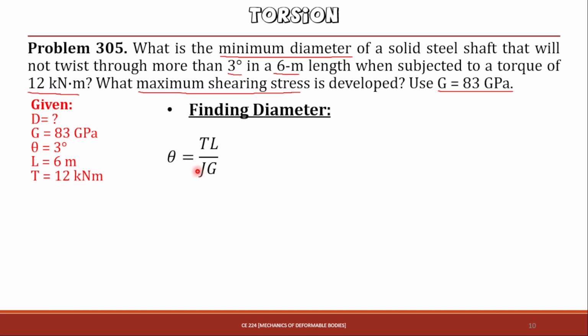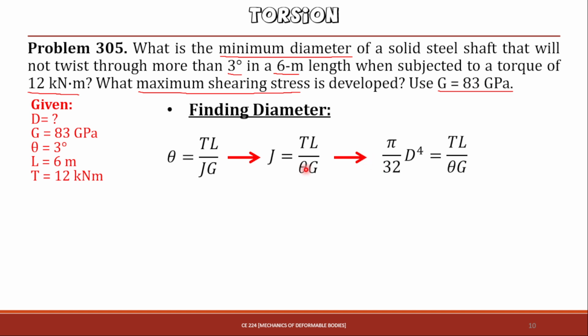So, to find the diameter, kukunin natin si theta. Okay? Again, yung value natin for theta or yung angle of twist, that is equal to TL over JG. Wala namang diameter dito. Meron tayong given na theta, torque, length, at G, wala tayong given na J. Pero ang hinahanap natin ay yung diameter, di ba? So, meron tayong diameter dito sa J na ito. I-isolate muna natin si J sa isang side. So, we have J is equal to TL over theta G.